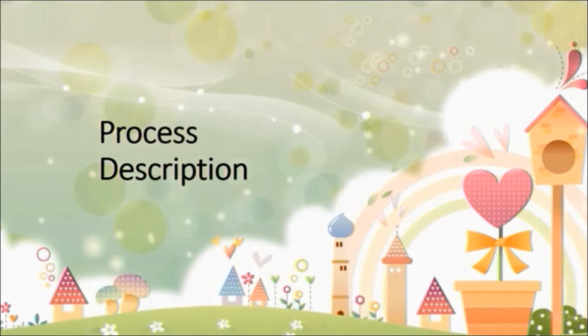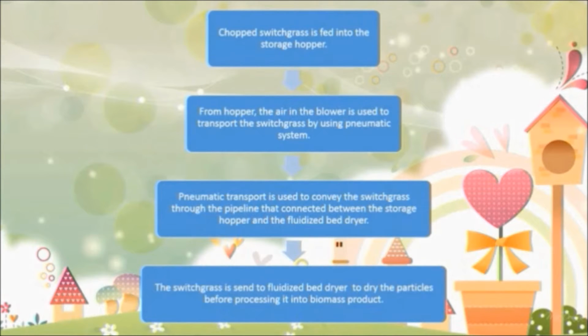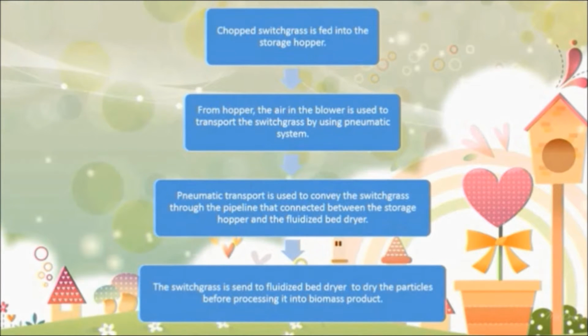Next, I will explain the process description. Firstly, chopped switchgrass is fed into a storage hopper. Secondly, from the hopper, the air in the blower is used to transport the switchgrass by using a pneumatic system. Pneumatic transport is used to convey the switchgrass through the pipeline that connects the storage hopper and the fluidized bed dryer. The switchgrass is sent to the fluidized bed dryer to dry the particles before processing it into biomass product.